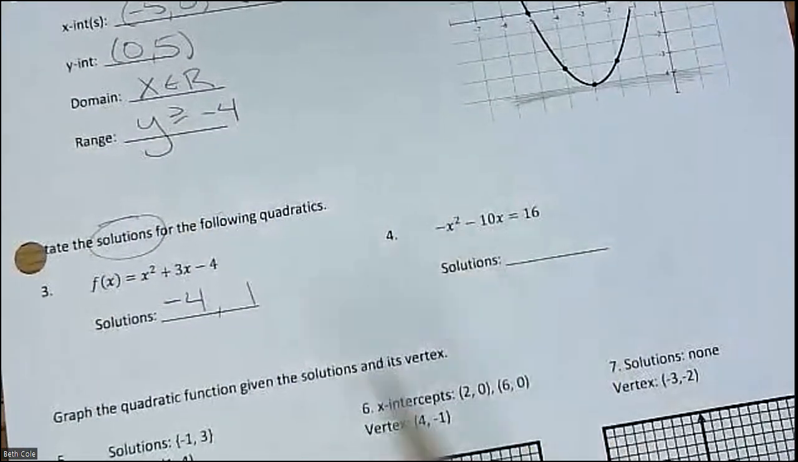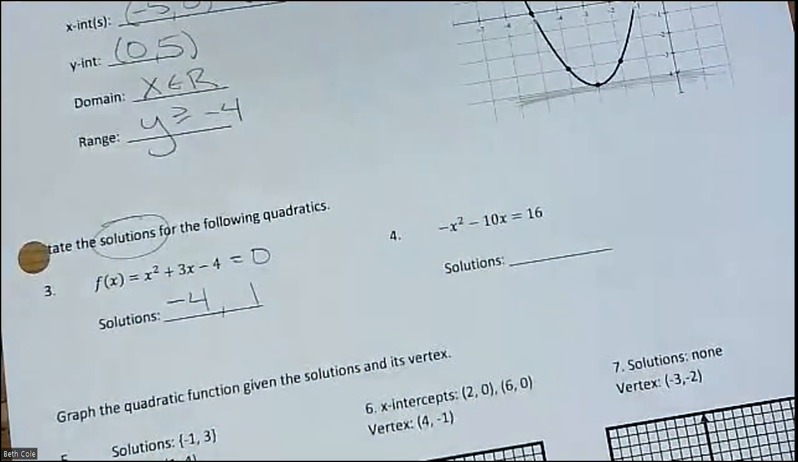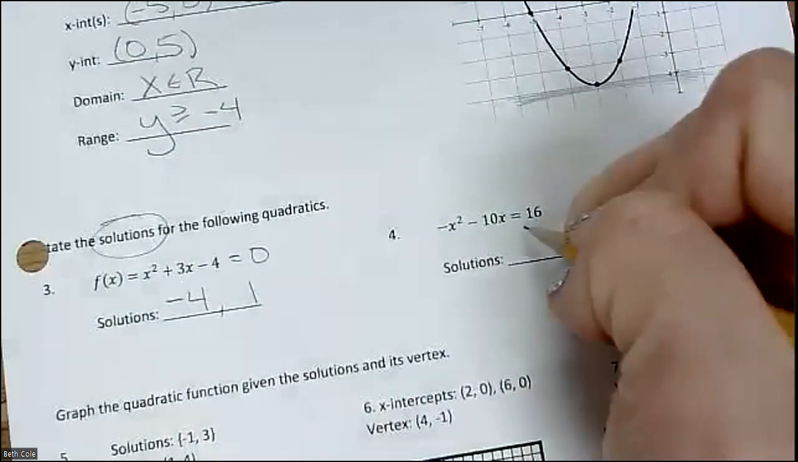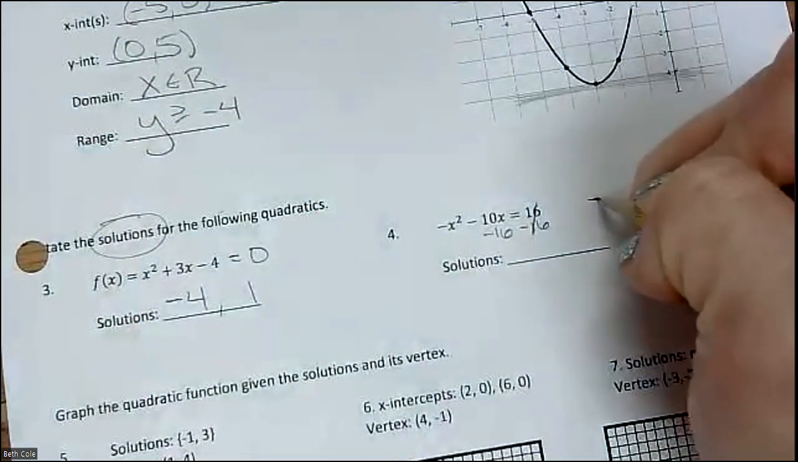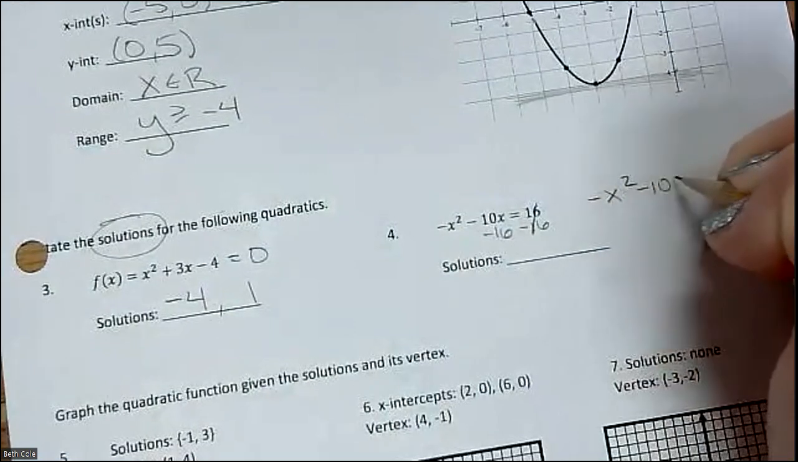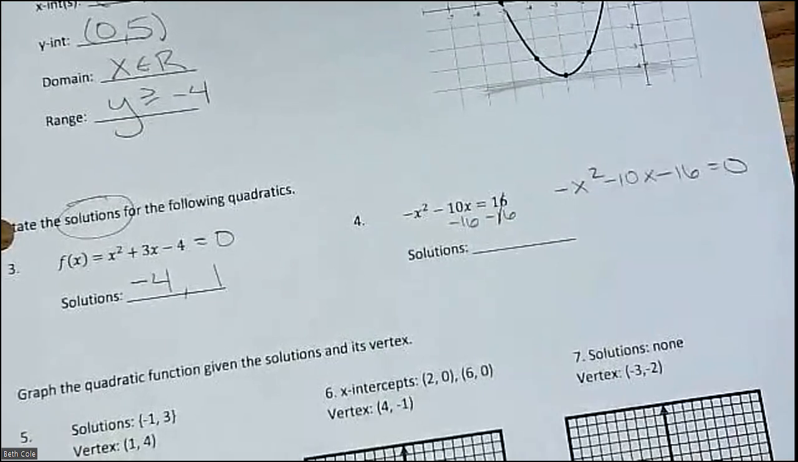This one, there is one more step before you can type it in because it has to equal 0. Like this one, I just had f of x equals, it was already all on one side equals 0. For this one, you would have to subtract over that 16. So it's -x squared minus 10x minus 16 equals 0. You have to write that down. You have to slide that over. If it doesn't equal 0, you're not going to get the zeros.